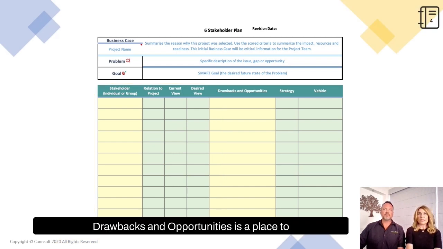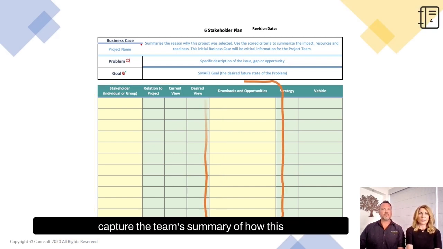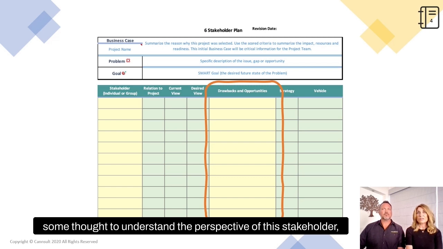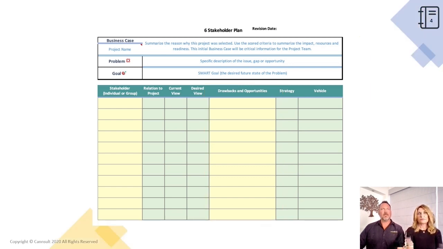Drawbacks and opportunities is a place to capture the team's summary of how this project may affect the stakeholder. What are the drawbacks if this project is not successfully completed? What are the opportunities if it is? This may take some research and some thought to understand the perspective of this stakeholder, but it's a critical step to ensure that your project has the best chances of success.